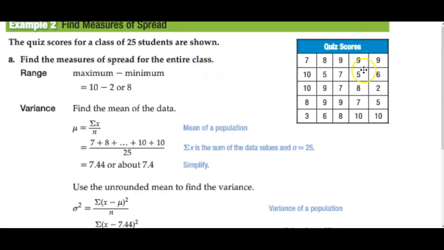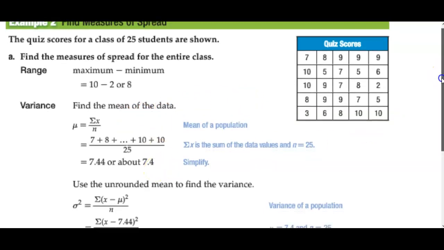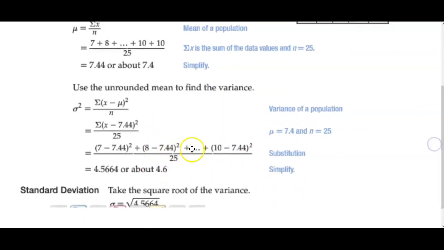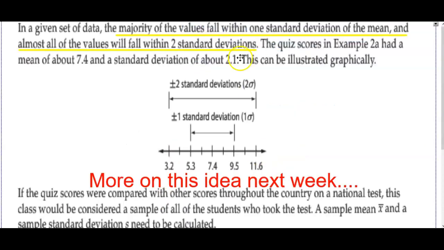So real quick, this is 25 kids took a quiz, a 10-point quiz. So the range would be the difference between the high score and the low score. So 10 minus 2 was 8. To find the variance, they found the average, which is 7.44, and then they figured out how far each was away from that, above or below, and that's why they square them so that they all come out positive. So how far away, and they averaged about 4.6 away, and so then the standard deviation is the square root of that, and it says the standard deviation was about 2.1.